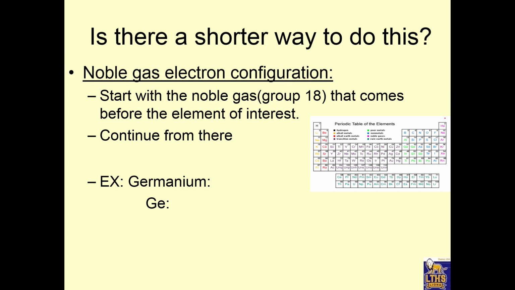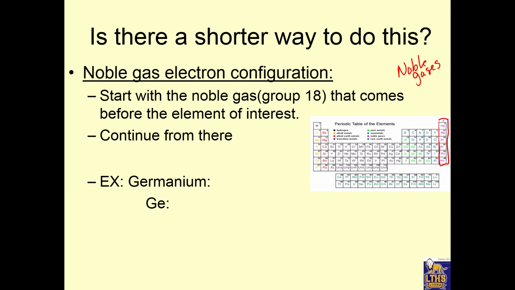So noble gases are group 18, right here. And noble gases don't form bonds with other elements because they are stable. They have full valence shells, a full set of electrons, so they don't need to make bonds. Since they're stable and don't react, we can use them as the stable part of our element and then continue on from there.